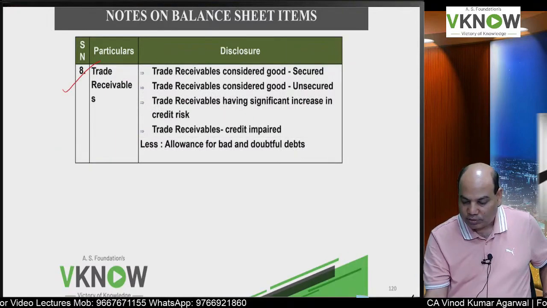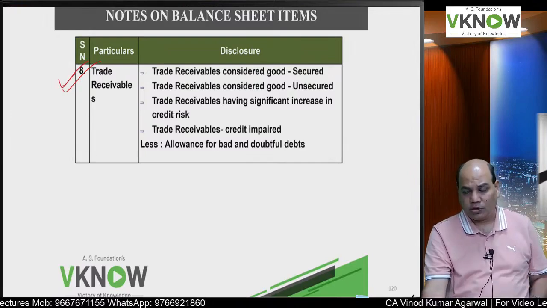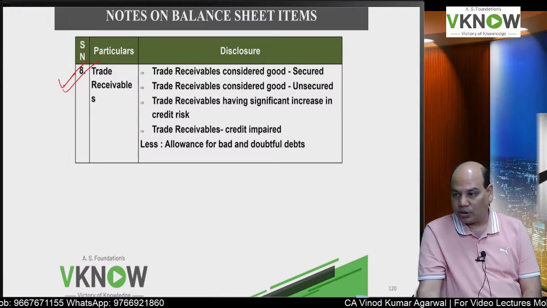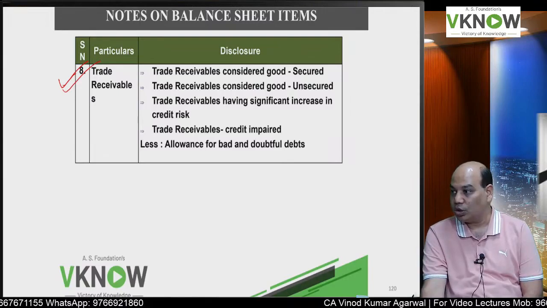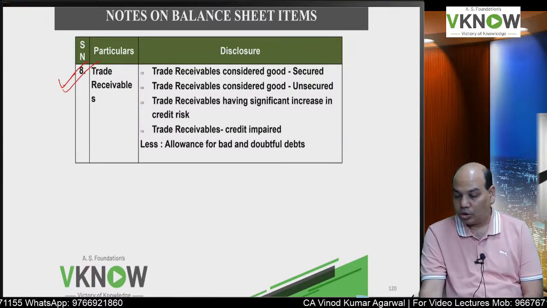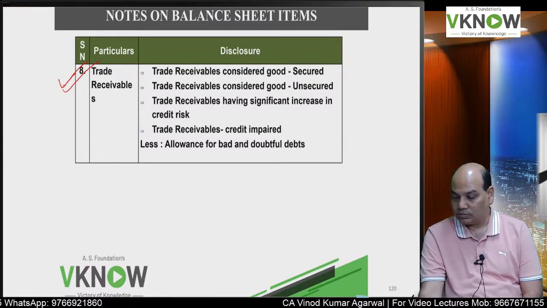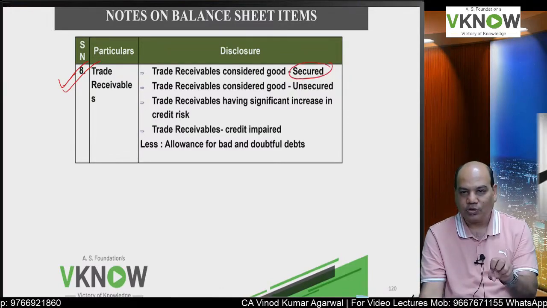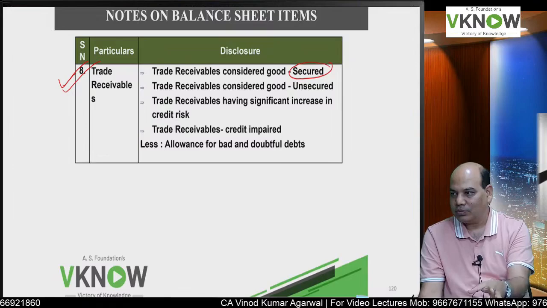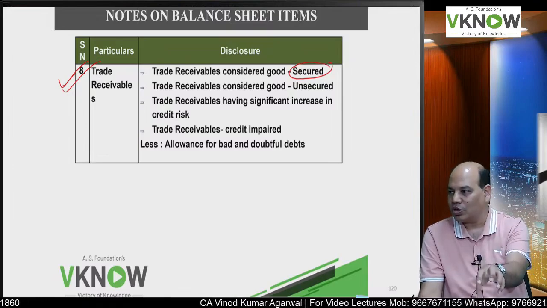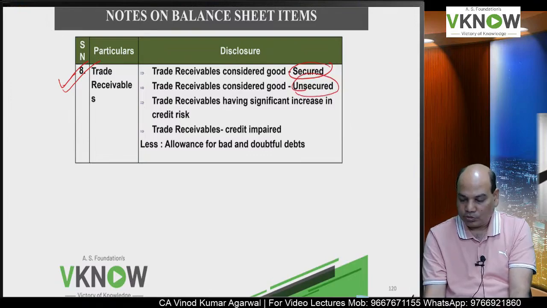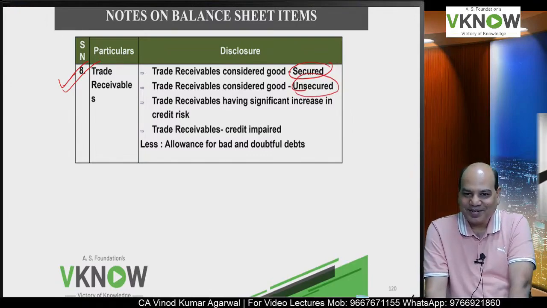Then trade receivable, tick mark important, they have asked questions on this, and we are going to take those 3-4 questions. You have to give disclosures about trade receivables who are considered good and secured, good but unsecured. The difference is here you hold some security. If the customer does not pay, you can recover from the security. Unsecured means God will help you if it does not pay.